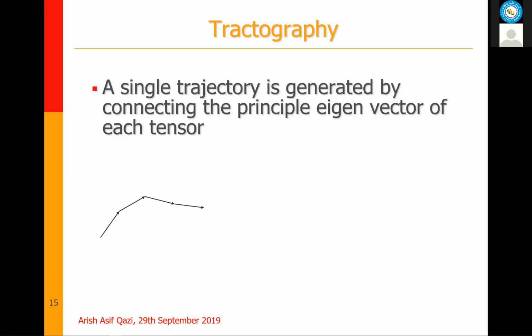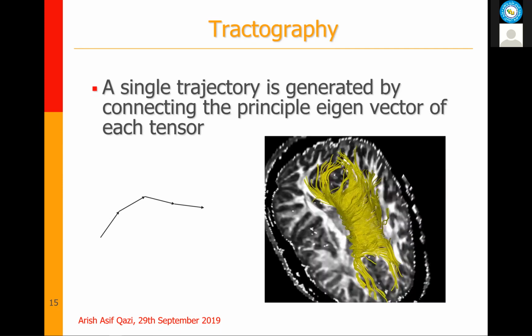So a single trajectory through the brain is generated by connecting the principal eigenvector of each tensor. This technique is called tractography. What you're essentially doing is imagining that your principal eigenvector is like a vector field, and you trace the path of a particle in that field, and the generated tract is a curve tangent to that field.